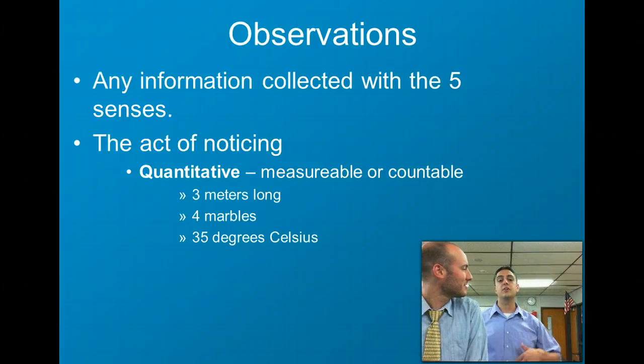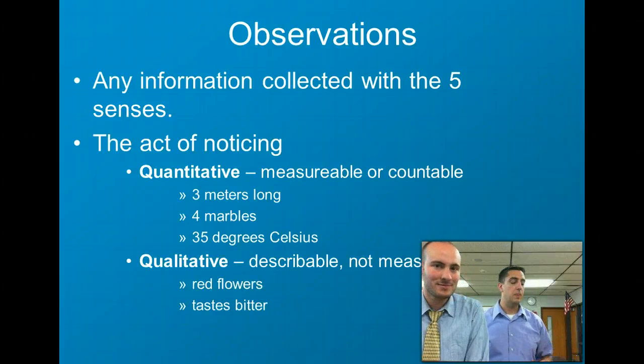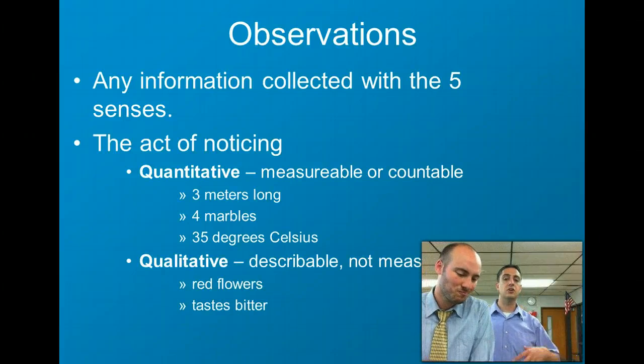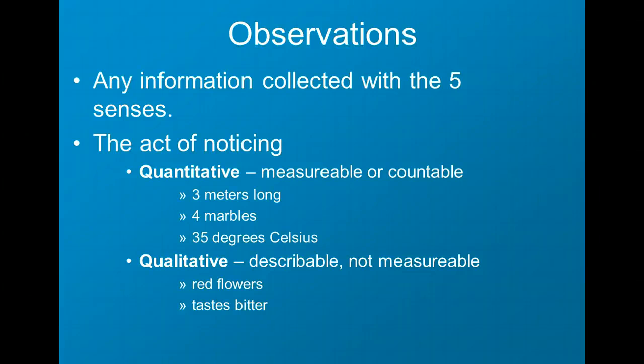Well, then you're going to do something called a qualitative observation. Qualitative observations are nice because they're a nice way of describing something that is not actually measurable. Here's where we're going to say things like that flower is red, or you're going to talk about how something tastes bitter. So you're talking about the qualities of it, not so much how many or how much.